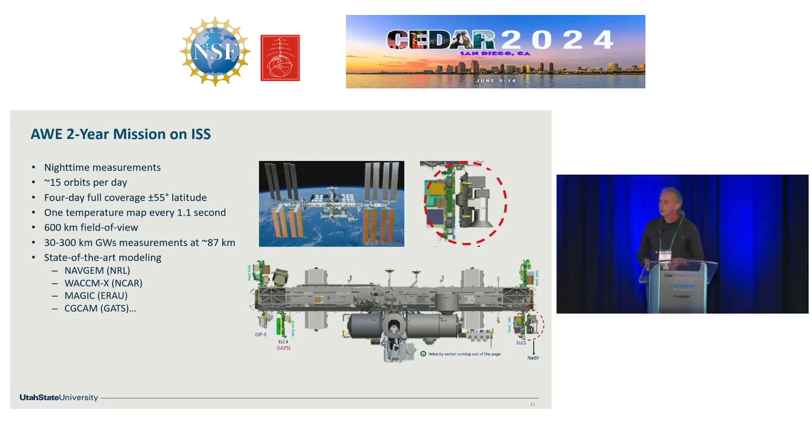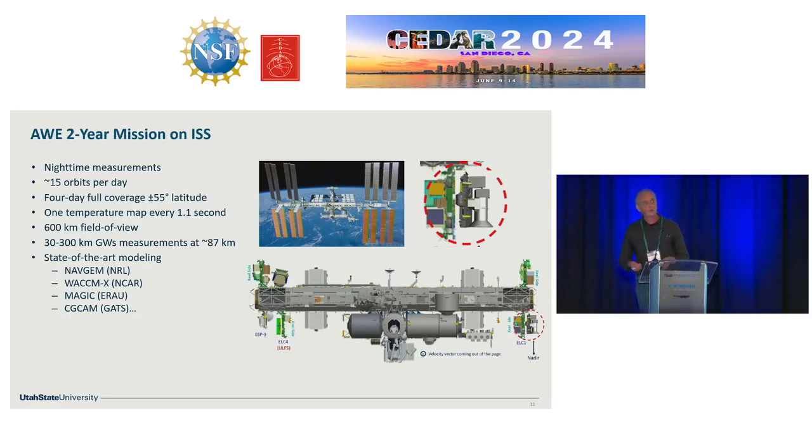We also anticipate to get smaller wavelengths than the 30 kilometers. As part of the OR mission, we also have a modeling component included as part of the project, and we have, for example, the NavGem model, part of it, to give us the background field.